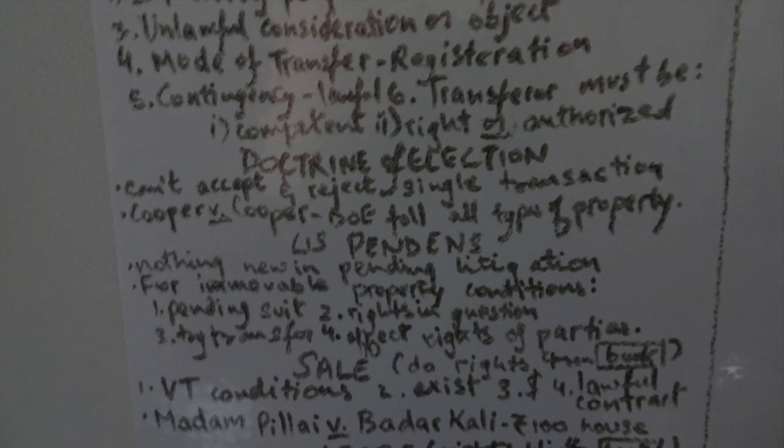So, there are some essentials for a sale to be valid. Those essentials are that there should be two different parties, the seller and the buyer. Both the parties should be competent to transfer, which means basically that they should be mentally stable, they should genuinely have rights over the property, and shouldn't be minors, those things. The property to be transferred should be in existence, consideration for the transfer should be money, and the contract should be in accordance with law. Quite straightforward. So now let's come to Madam Pillai versus Badarkali.